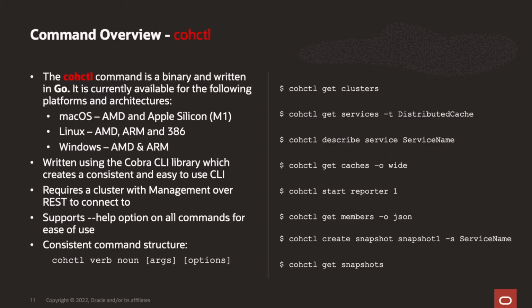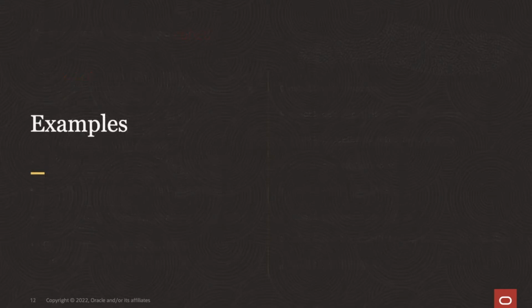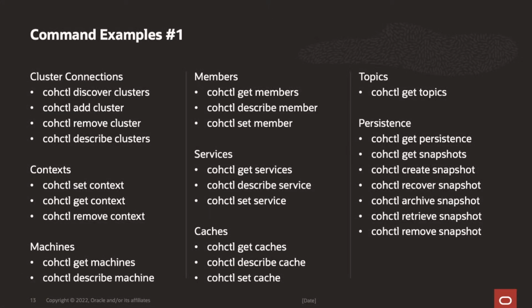We've got some examples on the right here of some of the commands like get clusters, get services, describe service, get caches with an -o wide option, start a reporter, get members and give me the JSON format, and so on. So there are quite a few examples here. I'm not going to go through all of them in detail, but as we said before, we can work with cluster connections. You can set a context for the cluster you want to work with. You can get machines, members, services, caches, topics, and you can work with persistence to create snapshots and recover them.